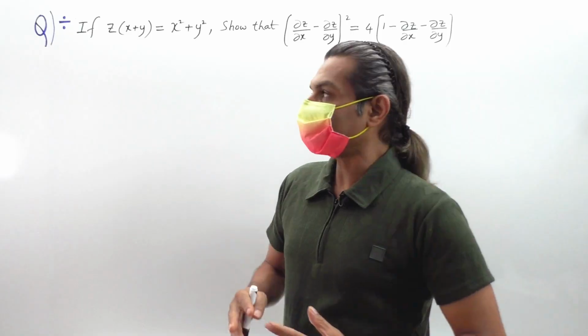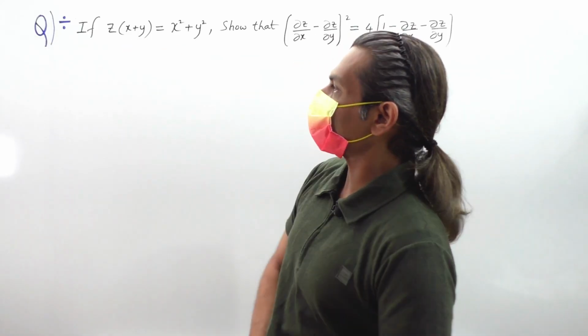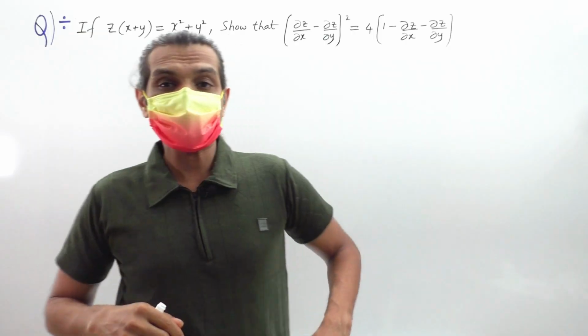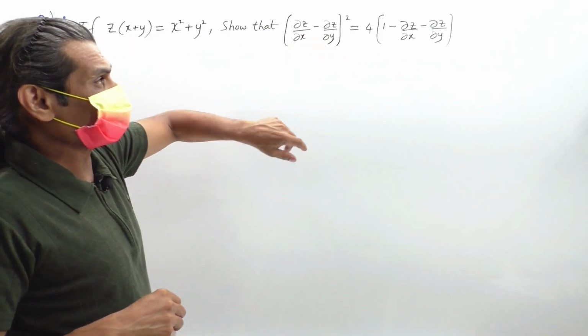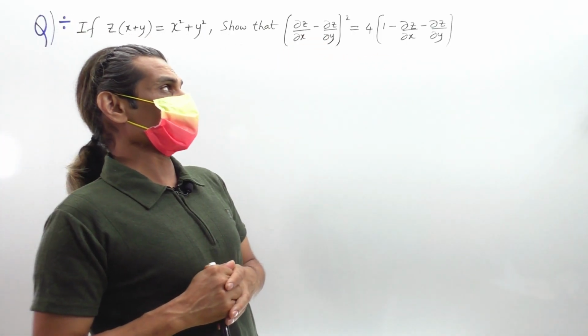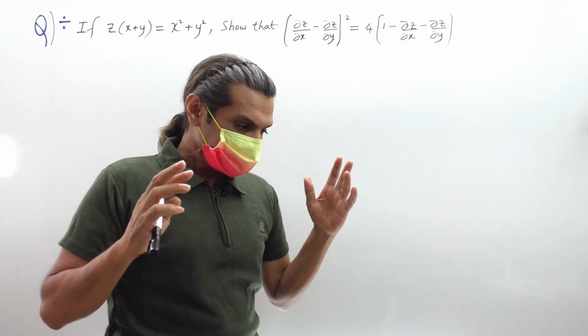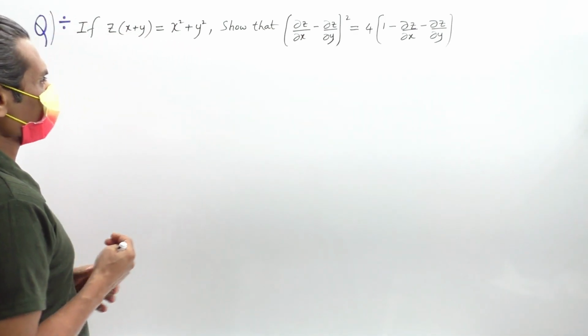The next problem here is: if z into x plus y is equal to x squared plus y squared, show that (dou z by dou x minus dou z by dou y) the whole square is equal to 4 into (1 minus dou z by dou x minus dou z by dou y). Okay. So, let us solve this.